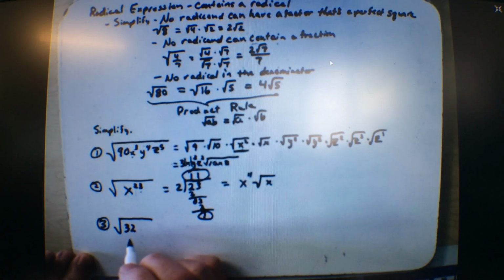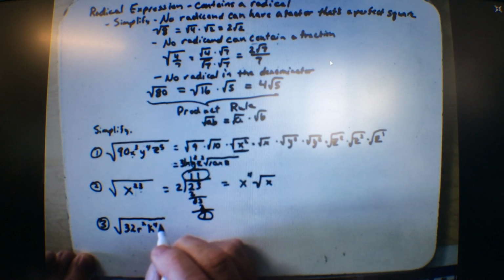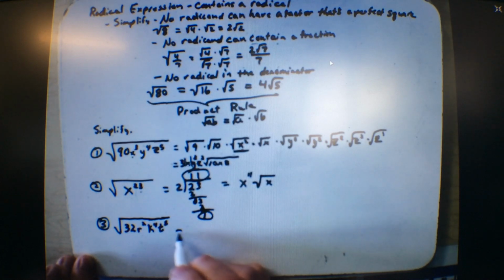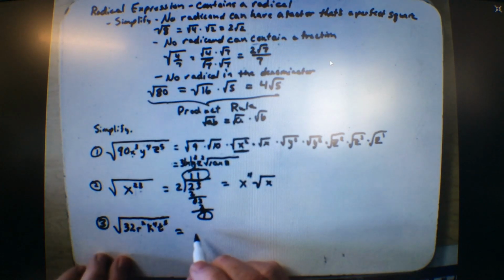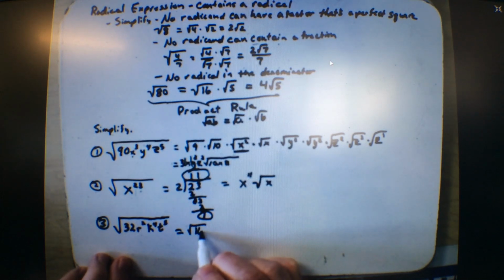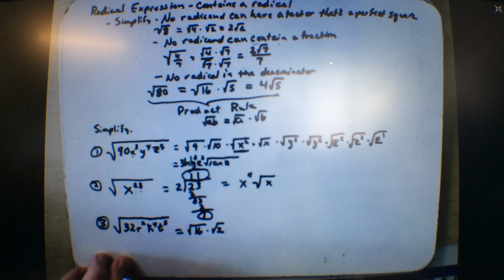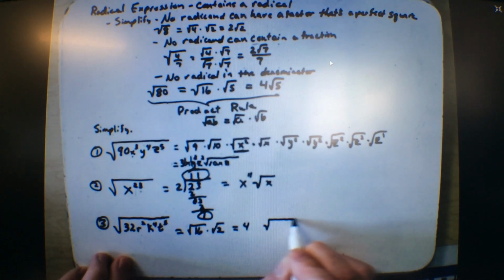32 r to the 2nd, k to the 4th, t to the 5th. All right, you ready? I'm going to go down here a little bit. All right, how do I do 32? Well, I believe 32 is 16 times 2. Is that correct? Yes. All right, the square root of 16 is 4, square root of 2, right? All right, I have my numbers, correct?